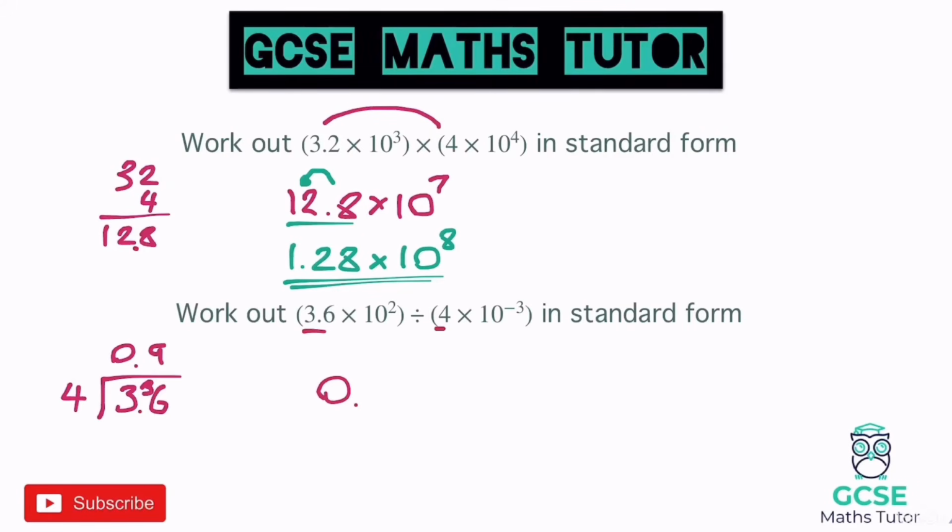So when we divide that, we get 0.9 times 10 to the power of, and when we're dividing, we can subtract the powers. So the first power there is 2, the second power is -3. So just write that down to the side. What have we got? We've got 2 take away -3, which is 2 add 3, which gives us a power of 5. There we go, so the power is 5.